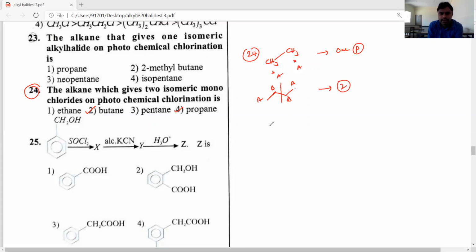Next, pentane. Pentane can produce A, and those carbons are similar. Next B and C.